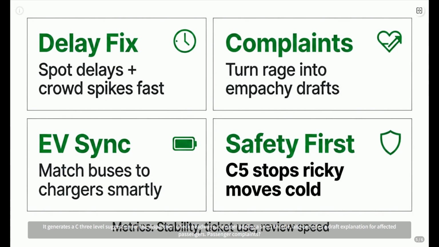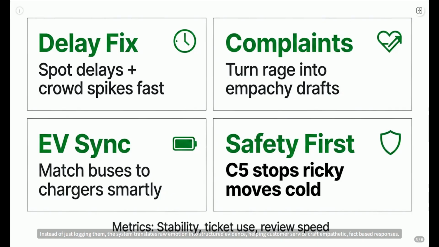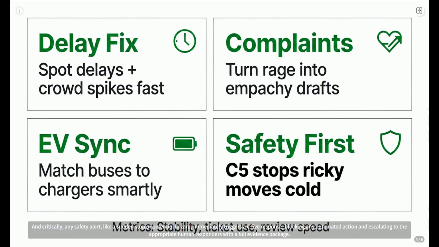Passenger complaints? Instead of just logging them, the system translates raw emotion into structured evidence, helping customer service craft empathetic, fact-based responses. For electric vehicles, it intelligently matches charging needs with available slots, preventing critical battery drops during peak hours. And critically, any safety alert, like a sudden stop or potential hazard, immediately triggers a C5 response, blocking any automated action and escalating to the appropriate human responders with a full evidence package. Success isn't measured by percentage points on punctuality yet, but by how fast issues are spotted, how well decisions are supported, and how quickly lessons are learned.